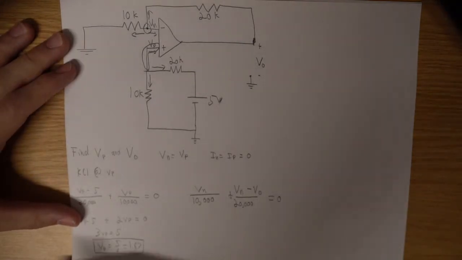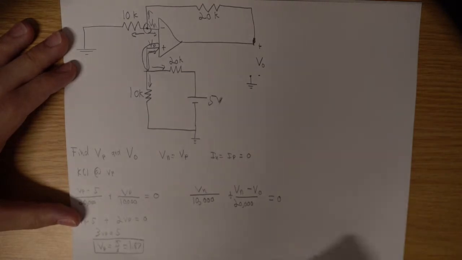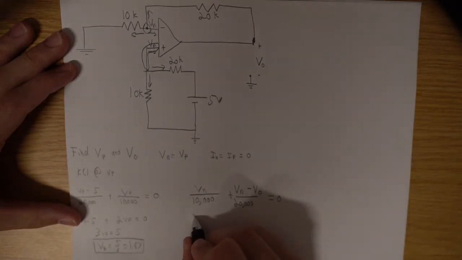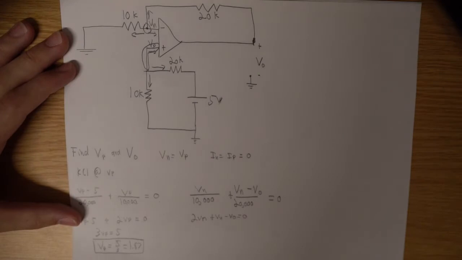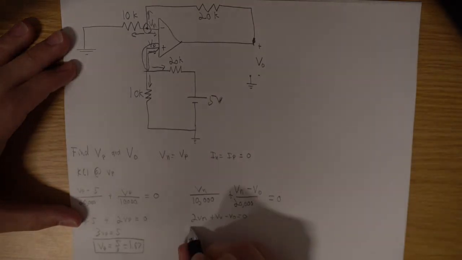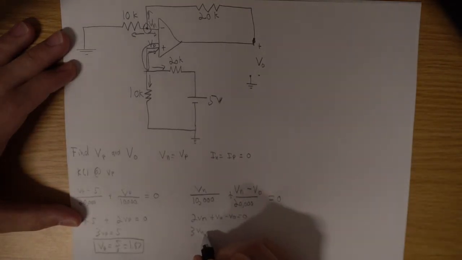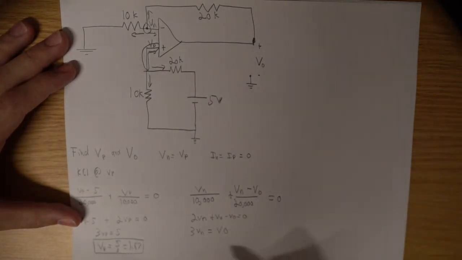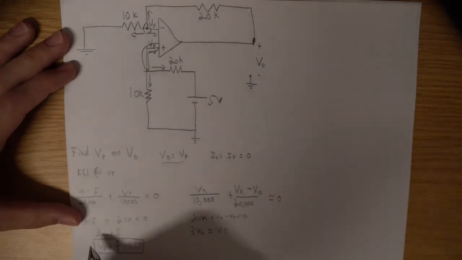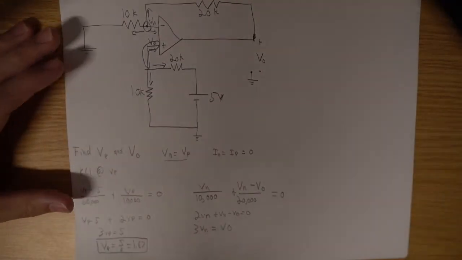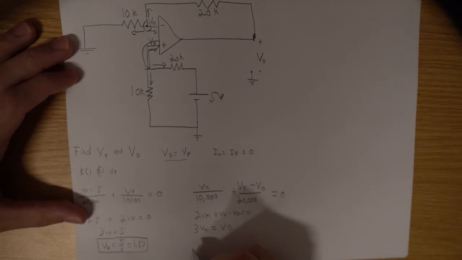What we're going to do now, another simplification, multiply through by 20,000 to get rid of these denominators, which is going to leave us with 2 Vn plus Vn minus Vo equals 0. From here, simple algebra gets us to 3 Vn is equal to Vo. Now remember, this is the key part here, we know what Vn is, because Vn is equal to Vp, and we've solved for Vp using KCL at that node. So we're just going to substitute that in real quick.